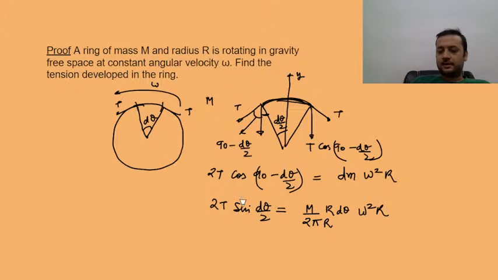Since d theta is a small angle, you can ignore this sine, because sine of a small angle is also a small angle. So if you ignore this sine, 2 and 2 will cancel out, d theta will cancel out d theta, r will cancel out r. So T comes out to be m omega square r upon 2 pi, which is exactly, if you remember, what I had told you: the total radial force divided by 2 pi. So I hope you would have understood.